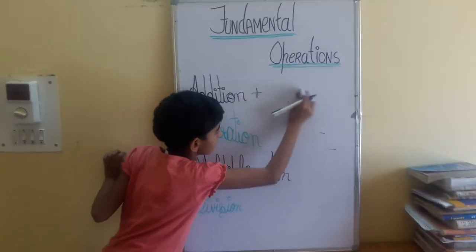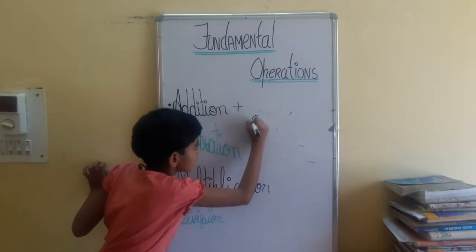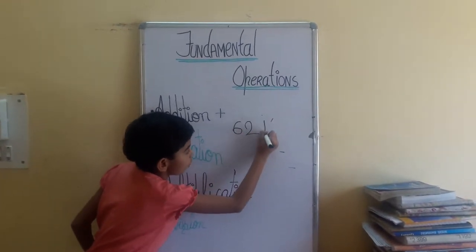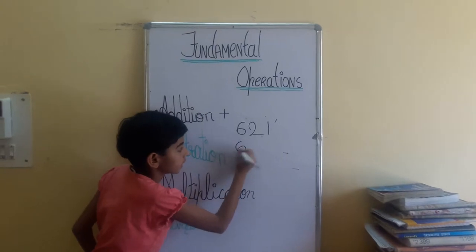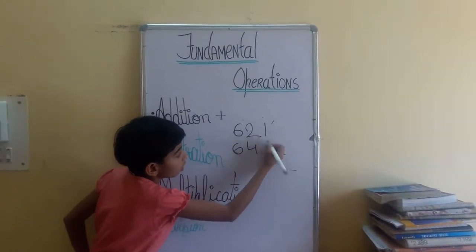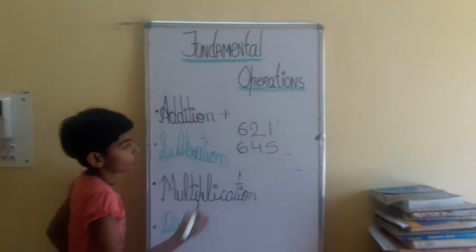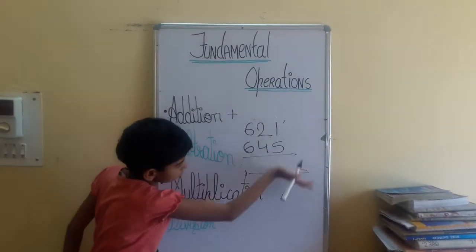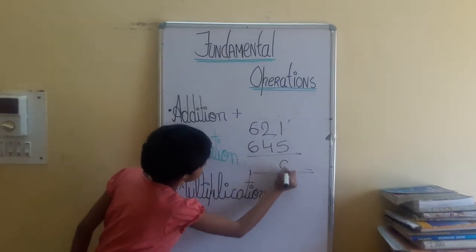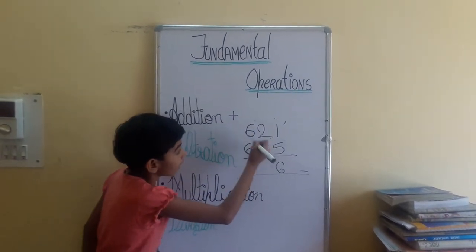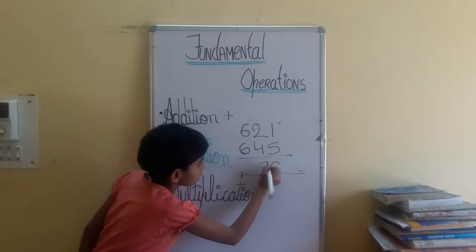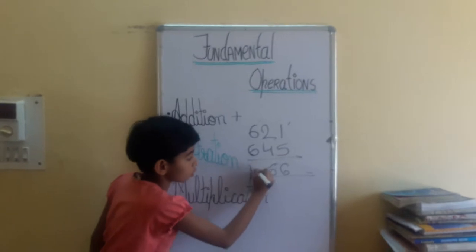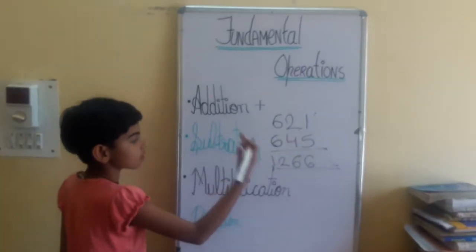Next example is 21 plus 64. So the answer is, always start from this side, so 5 plus 1 is 6 and 2 plus 4 is 7, 7 not 6, and 6 plus 6 is equal to 12. The answer is 1266.